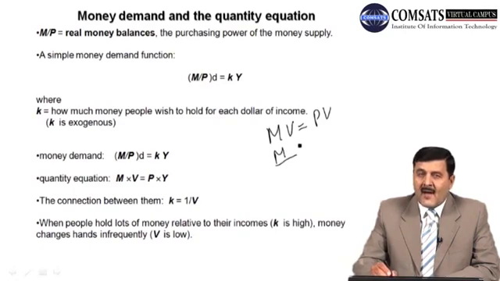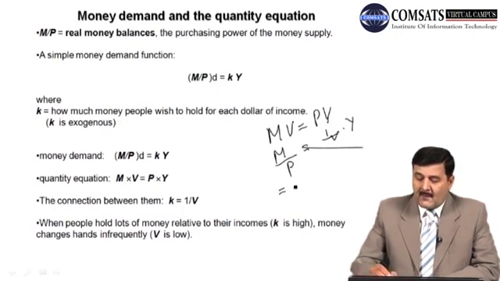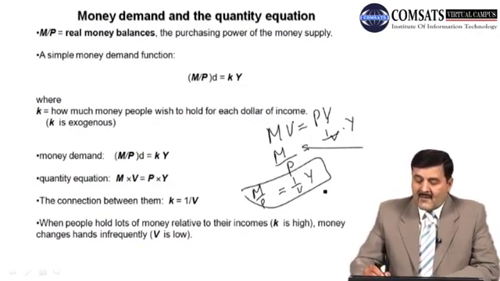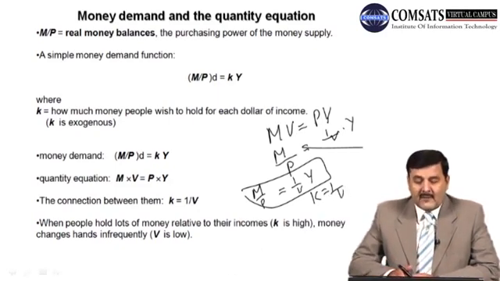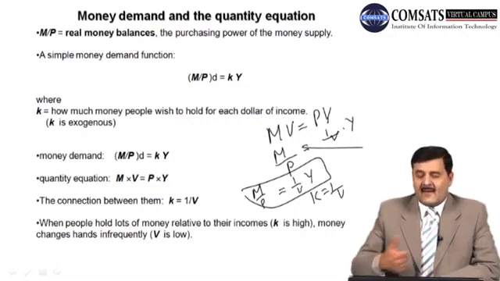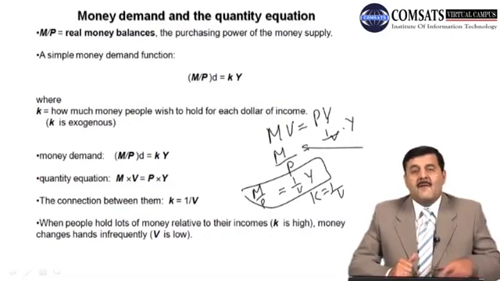When we divide on both sides by V and P, we get M over P on the left side and 1 over V into Y. So this becomes M over P is equal to 1 over V times Y. So we can say that K is equal to 1 over V, the inverse of velocity. When people hold lots of money relative to their income, as we said, if K is high, money changes hands infrequently, so V will be low.